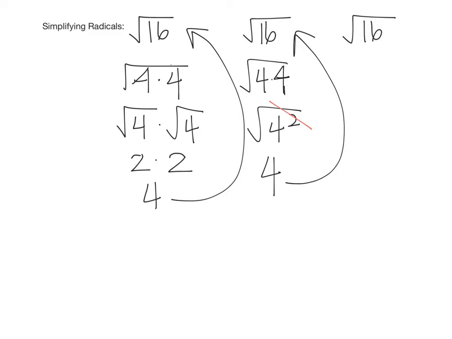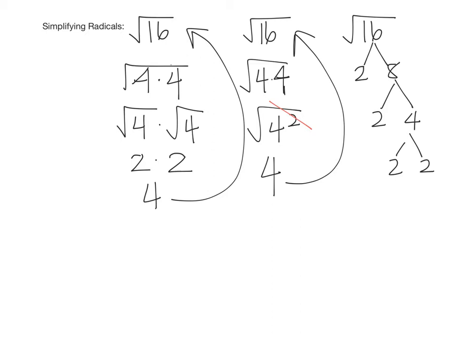We could create a factor tree and break down our 16 into all prime numbers. So let's pick a couple different numbers. Let's try 2 times 8. We know those multiply to 16. And let's keep going. Let's break down 8 into 2 times 4, and let's break down 4 into 2 times 2. When you're making your factor tree, you want to make sure that you're breaking everything down into prime numbers.